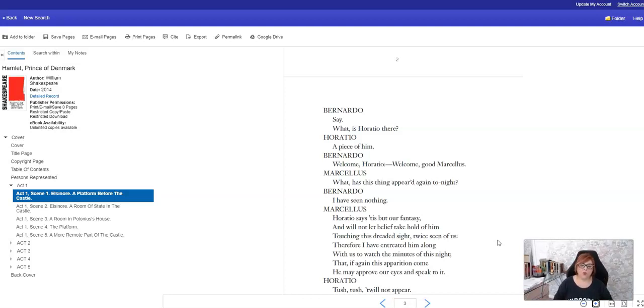And then Marcellus says, Horatio says 'tis but our fantasy, and will not let belief take hold of him, touching this dreaded sight twice seen of us. Therefore I have entreated him along with us to watch the minutes of this night, that if again this apparition comes, they've seen a ghost, he may approve our eyes and speak to it. Alright, so we need some information about this ghost and why they think Horatio will speak to it.